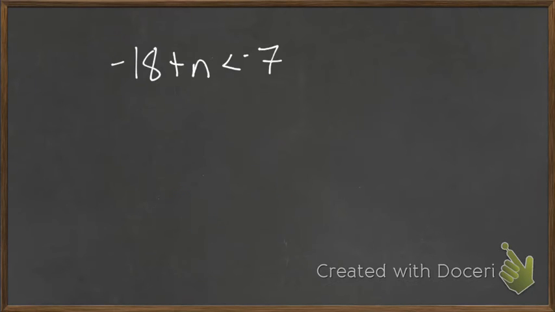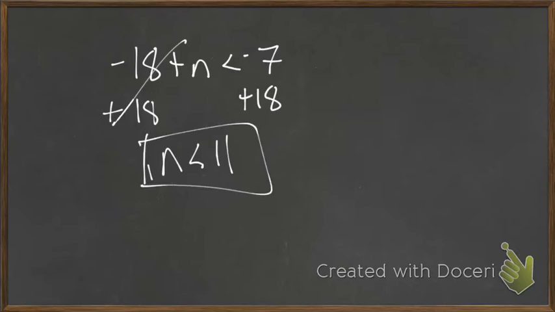Yep. For number 7, negative 18 plus n is less than negative 7. I would need to add 18 to get rid of the 18. So n is less than 11. That was your opportunity, guys.